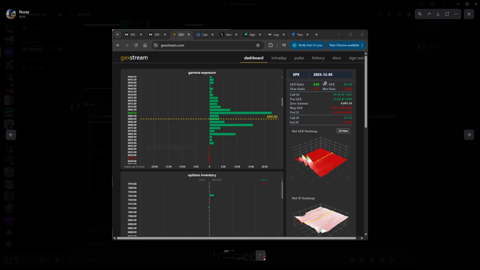Off the top of my head, sometimes I get this mixed up. I think when we're above 0.50, market makers typically will buy dips and sell the rallies that occur. And when we're in a negative gamma exposure environment, which is below 0.50, they will sell the market as it drops and then buy the market as it rallies. That's basically the rule of thumb.